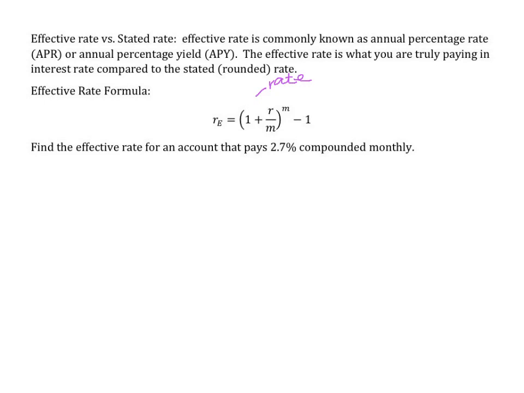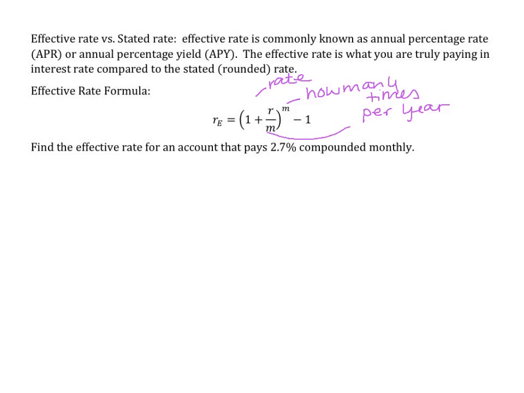over m, where m is still how many times per year, all raised to the m power, and then subtract 1. So find the effective rate for an account that pays 2.7% compounded monthly.